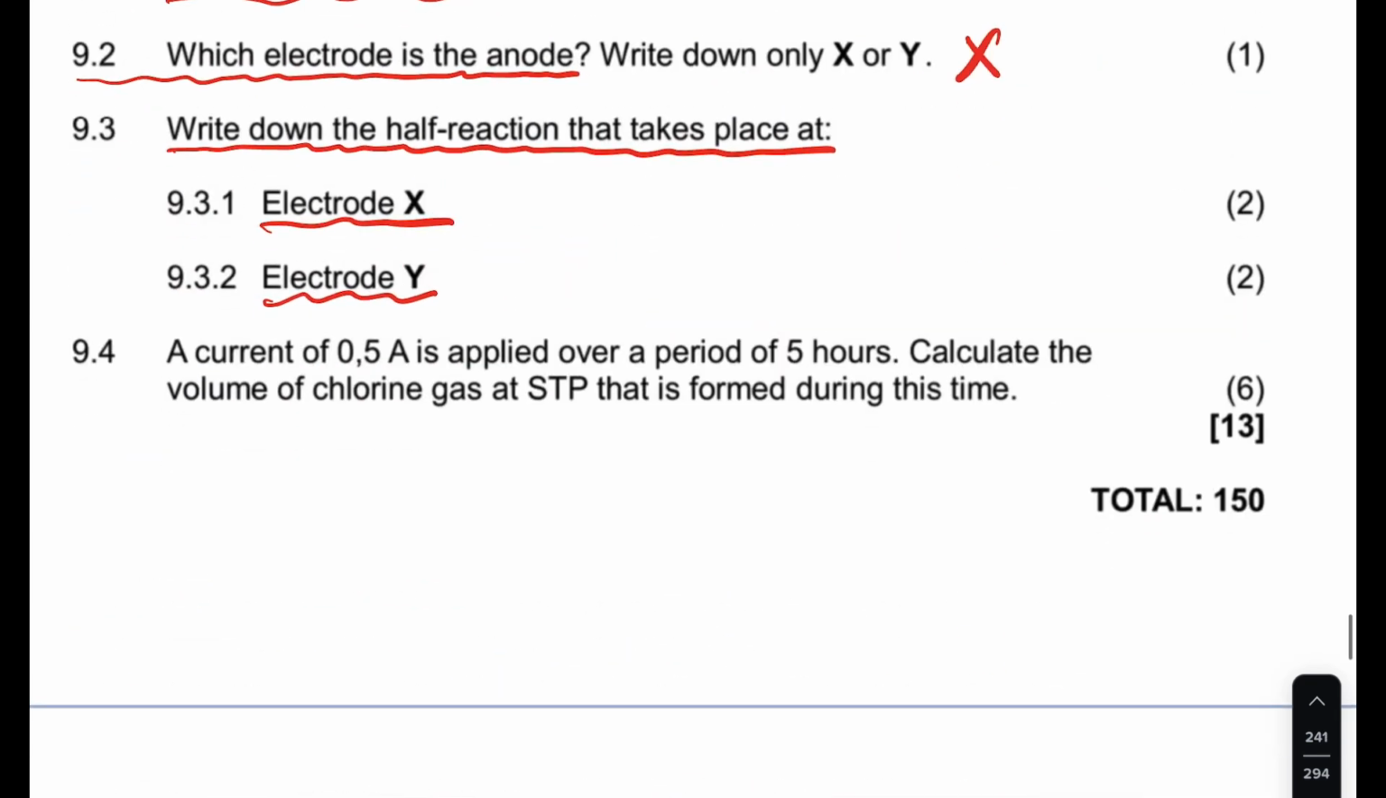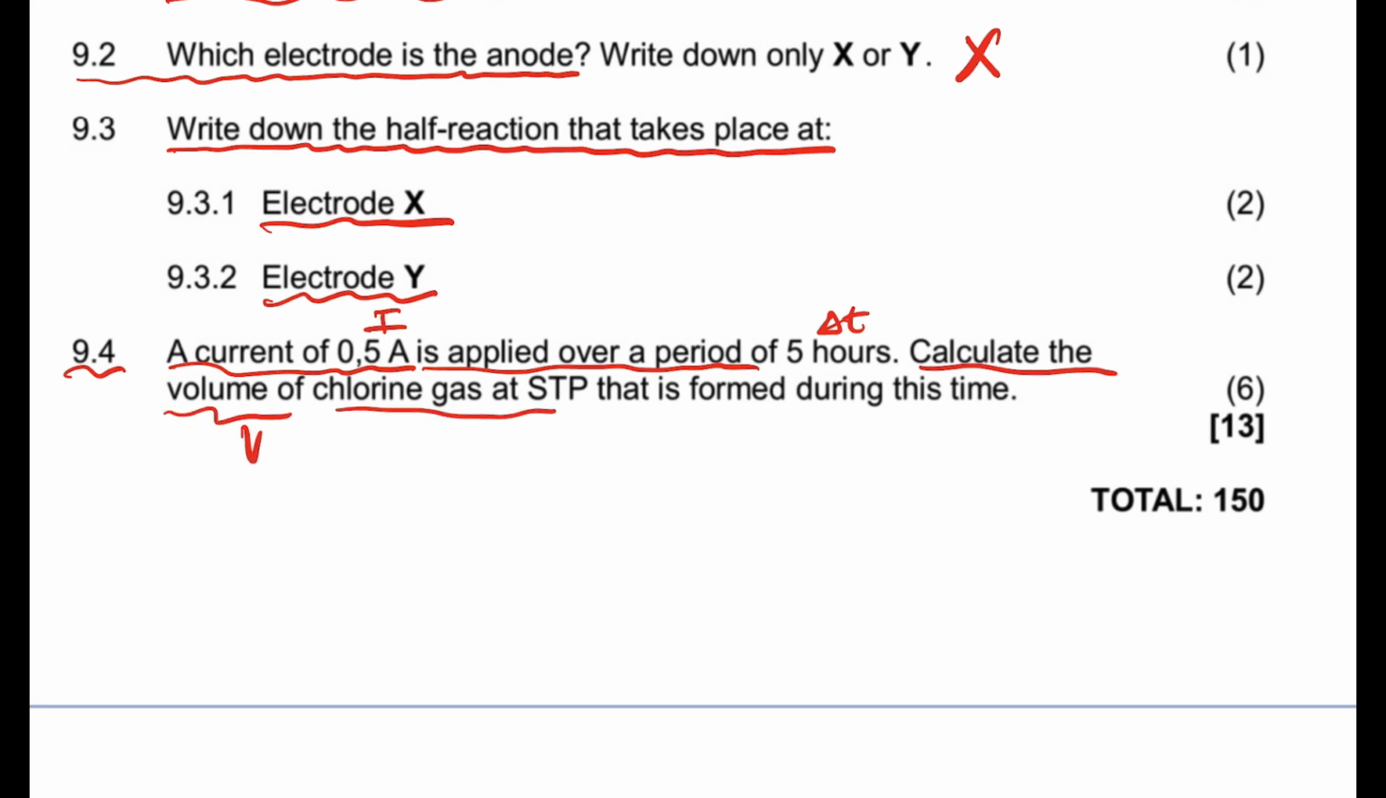I'm sure. Now it says 9.4, a very interesting question. It says a current of 0.5 A is applied over a period of 5 hours. That's changing t. And it says calculate the volume, we want the volume at STP. So STP, we apply the formula V = n × Vm, the molar gas volume, of gas that is formed during this time.